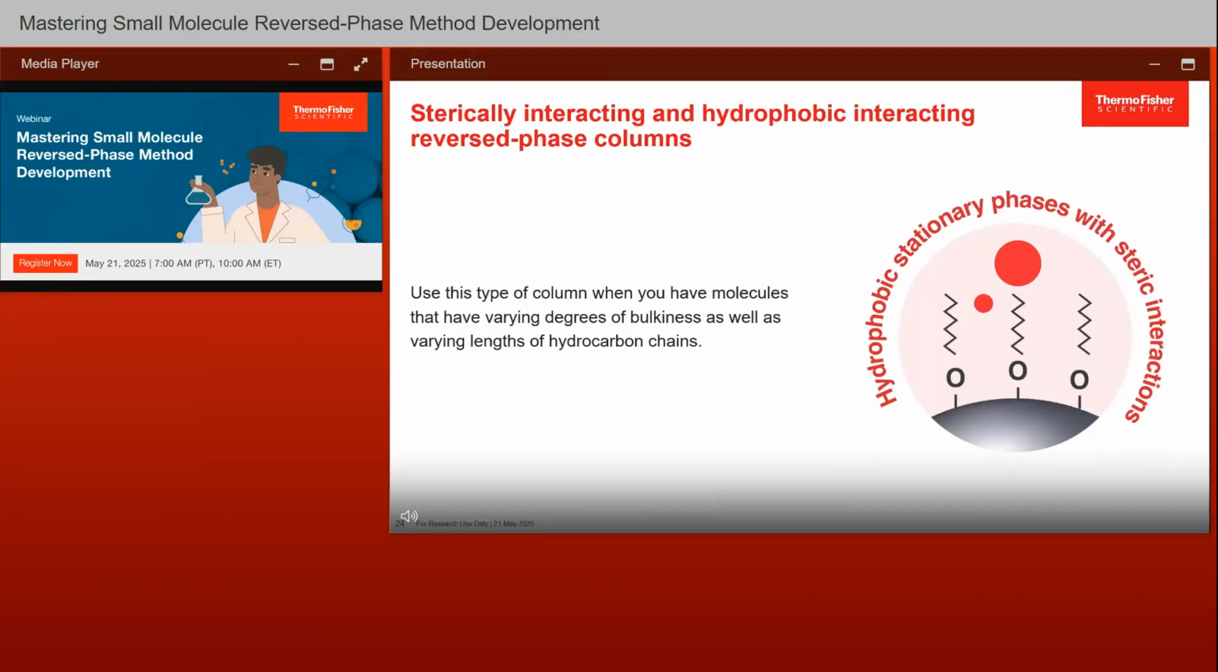Another unique interaction is hydrophobic steric interaction. There are limitations when you are dealing with certain molecules that have varying degrees of bulkiness as well as varying lengths of hydrocarbon chains. Using a standard C18 ligand, this application would be quite challenging. To address these particular challenges, we have developed a special phase that can provide the right tool for this particular application.